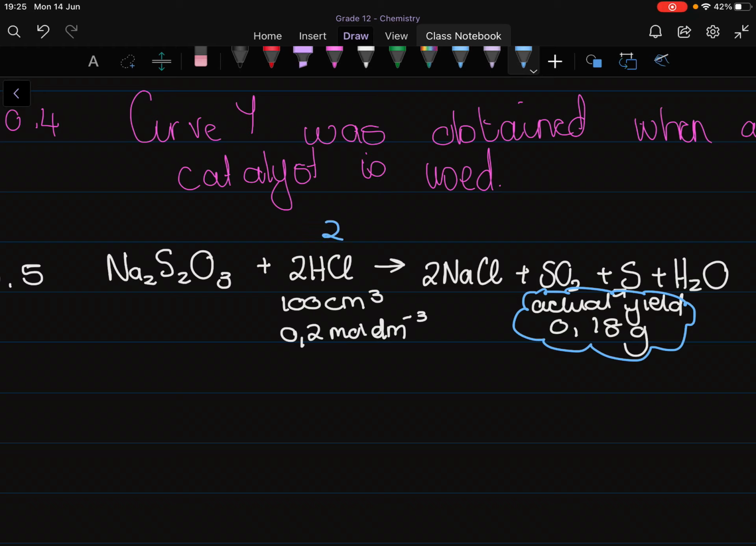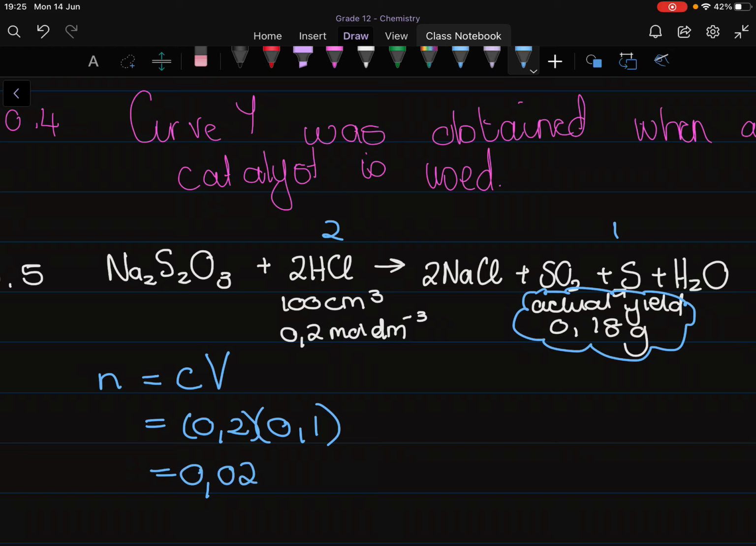Step 1, balanced equation. Got it. Step 2, I know the mole ratio. Brilliant. Step 3, calculate the number of moles of the thing I have, which is the hydrochloric acid. Now, number of moles is concentration times volume. Concentration, 0.2. Volume must be in decimeters cubed. So I'm going to take the 100, divide by 1,000. So that's 0.1. So this is the number of moles of HCl.